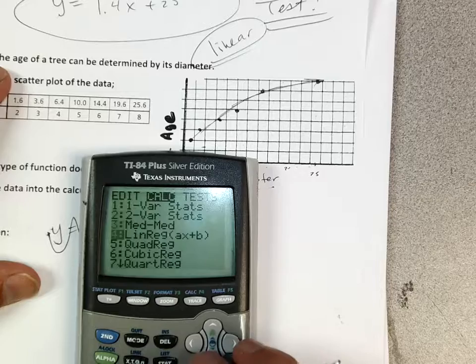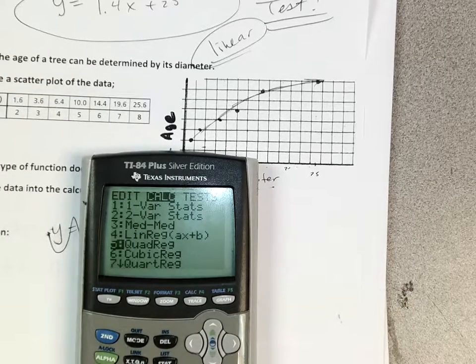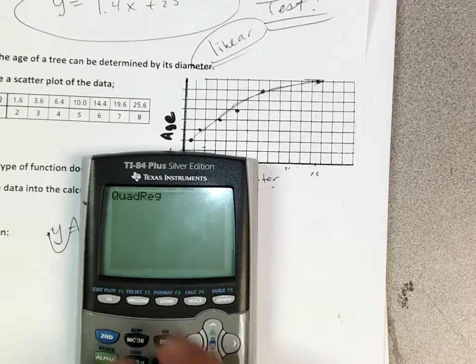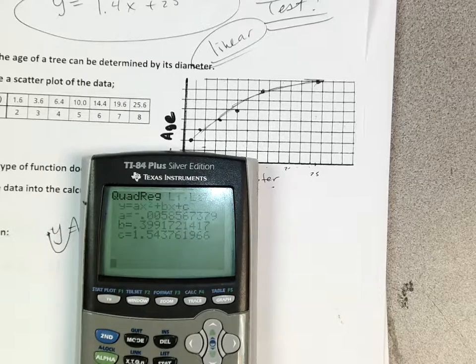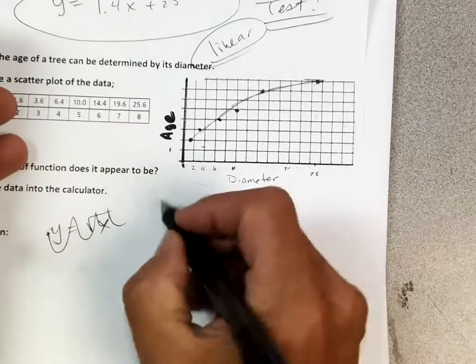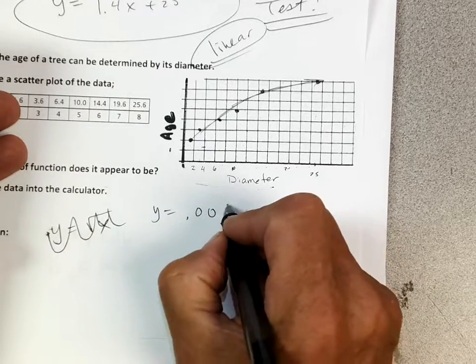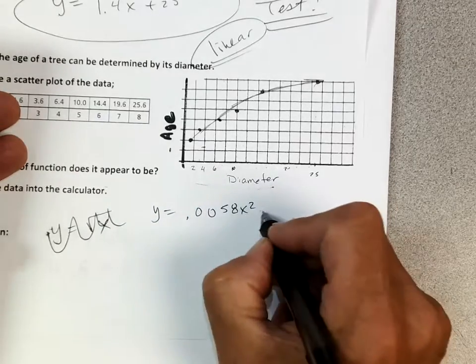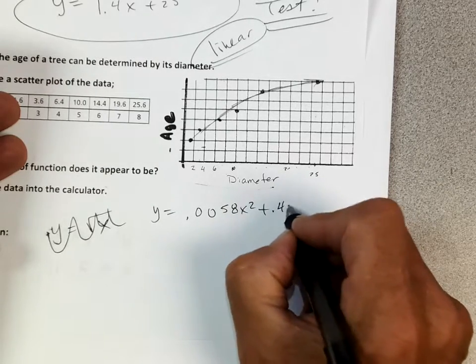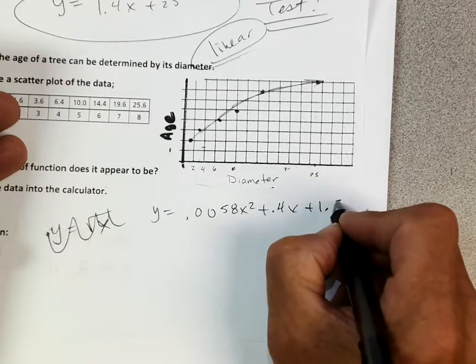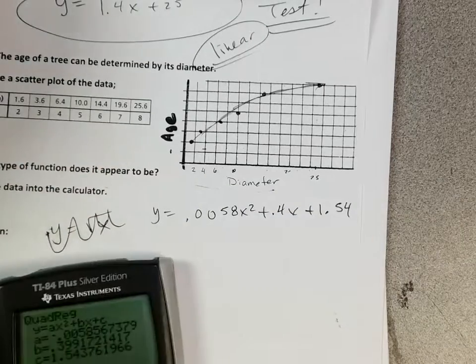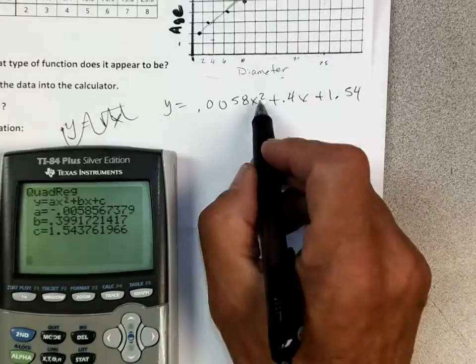Let's try a quadratic. It's the closest thing we're going to get to a square root graph, because it's the inverse of that. And let's try list 1, comma, list 2, right? Okay, so it appears like we're going to get y equals 0.0058x squared plus about 0.4x plus 1.54. Okay, now we didn't have a square root graph, so we used a quadratic instead. I used an x squared.